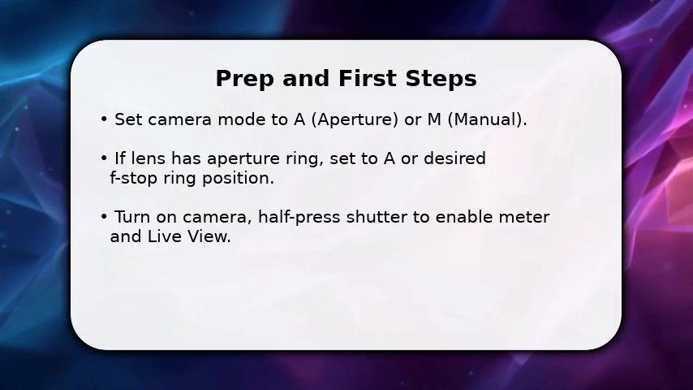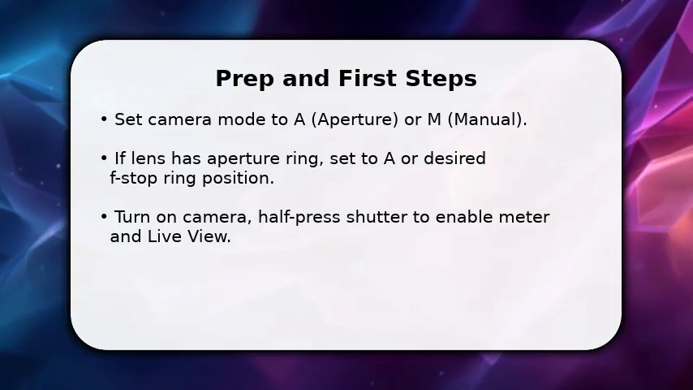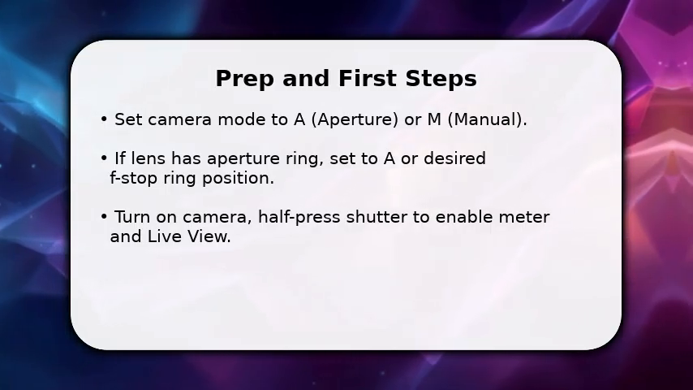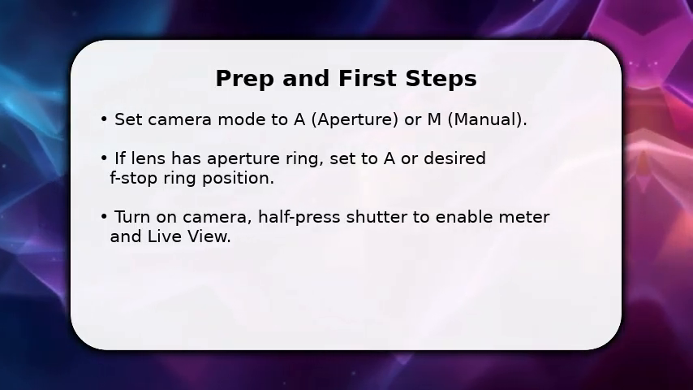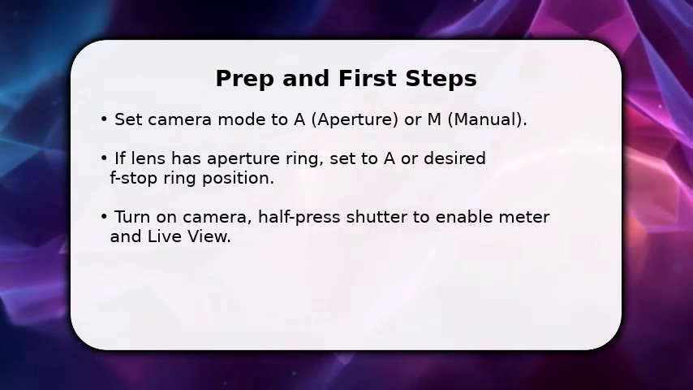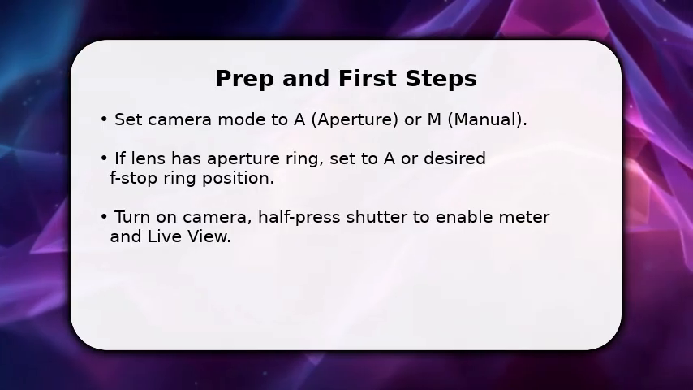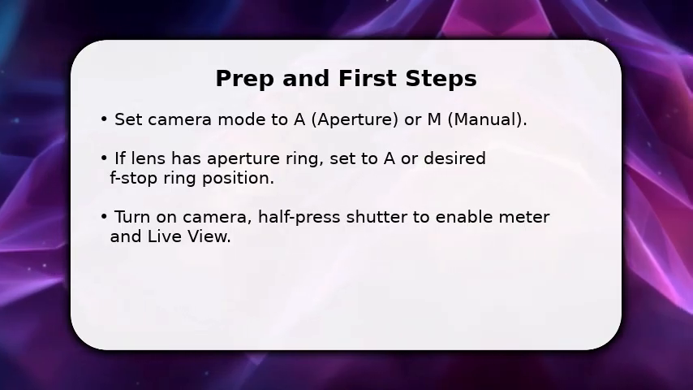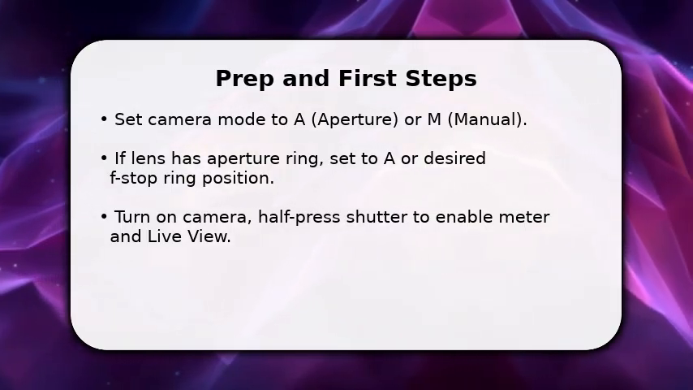Enjoy the video. You'll start with quick setup. Put the Nikon in Aperture Priority or M manual to control f-stop. Once done, mount a lens, and if it has an aperture ring, set it to A or leave it controlled electronically by the body. Make sure the camera is powered and half-press the shutter to activate the meter or enable live view. This lets you see exposure changes as you change aperture.